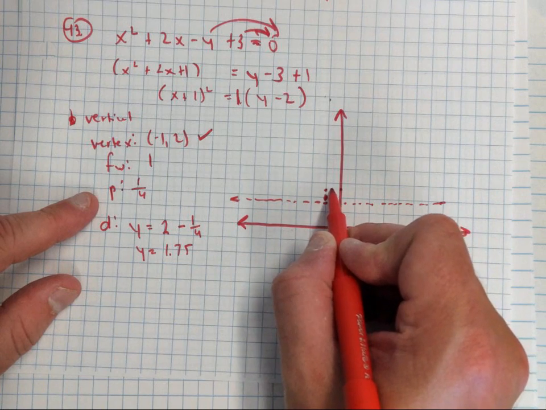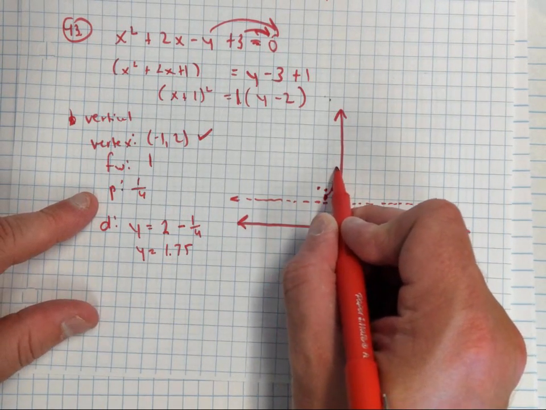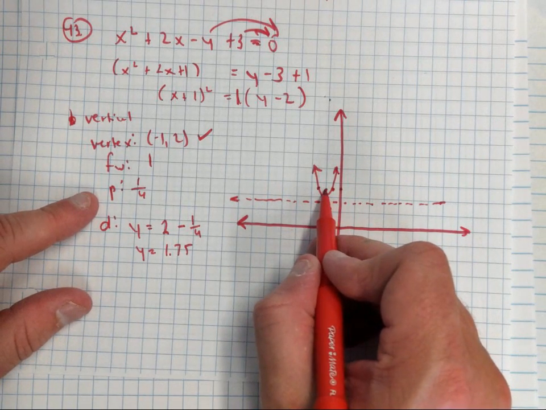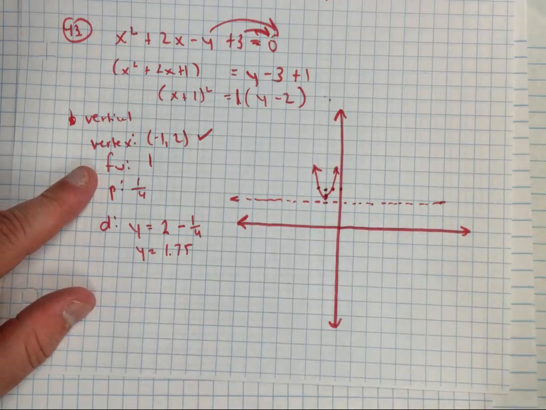You can go over 0.5. I'm sorry, because the whole thing's got to be 1, so you're going to go half the distance. This is a very small parabola. So there's your focus. The focal width is 1, so I'm going to go over 0.5 here and 0.5 there.